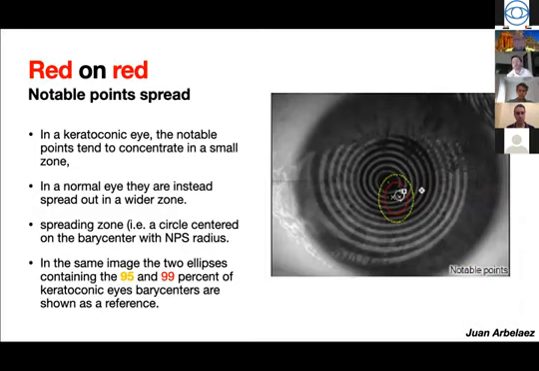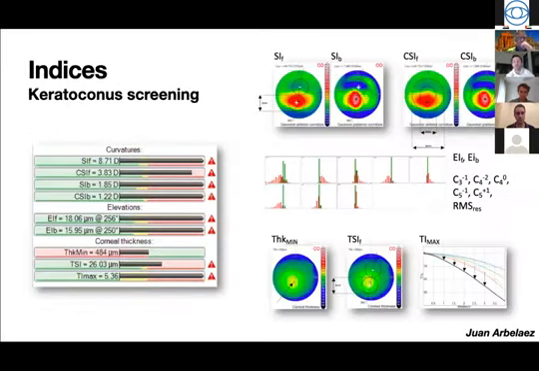The map also has two circles that you can see, the yellow and the red circle. The yellow circle represents where 95% of the keratoconus cases are located. And the red circle represents the location of 99% of keratoconic eyes. The white circle is the circle that is calculated for our patient. So we see that this patient is located where 99% of the keratoconic eyes present the steepening. So it really makes sense that this eye is a keratoconus case.